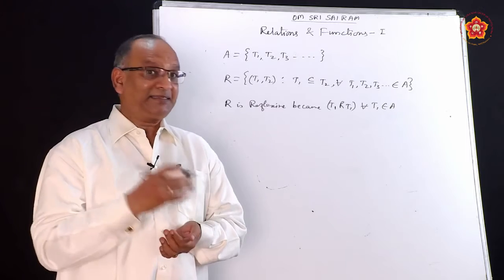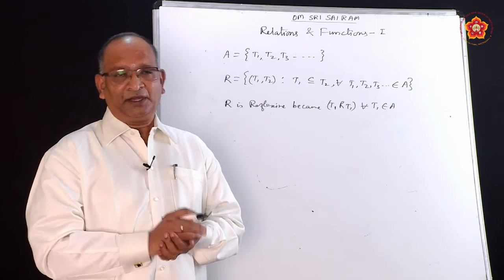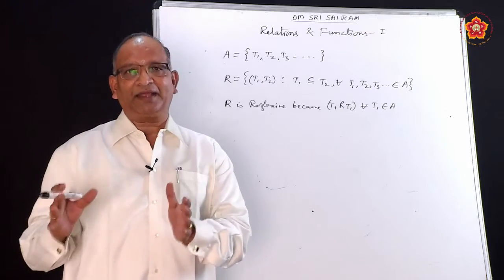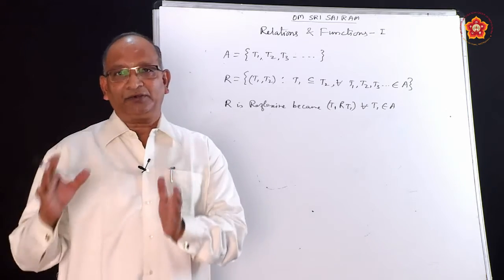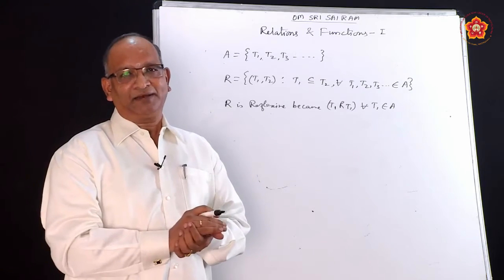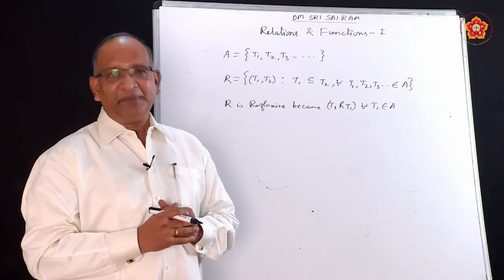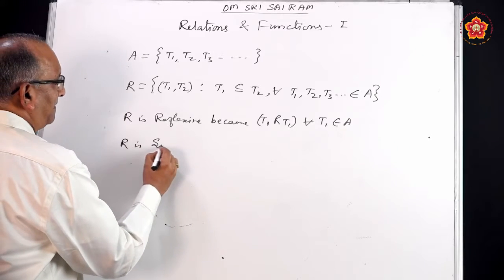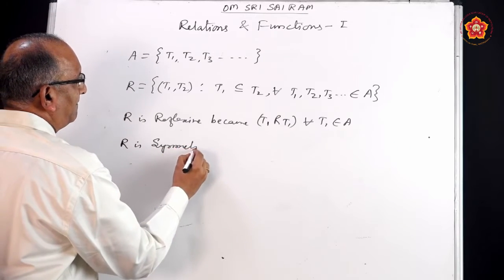Then, is it symmetric? Take any two triangles. When you say triangle 1 is congruent to triangle 2, we know that triangle 2 is also congruent to triangle 1. So, we say that it is symmetric. R is symmetric. Why?